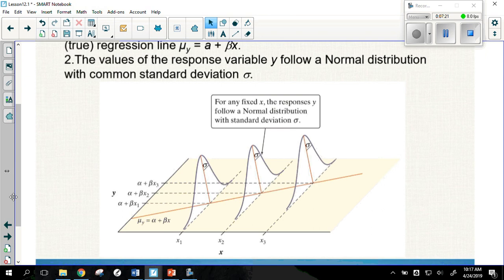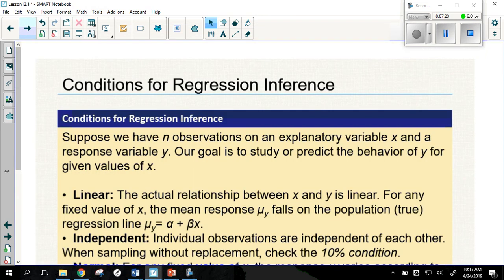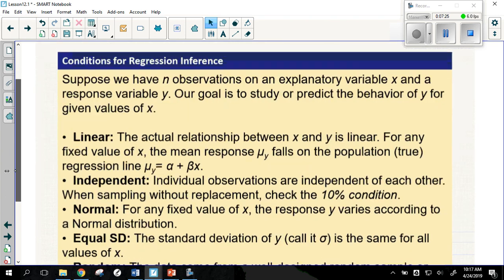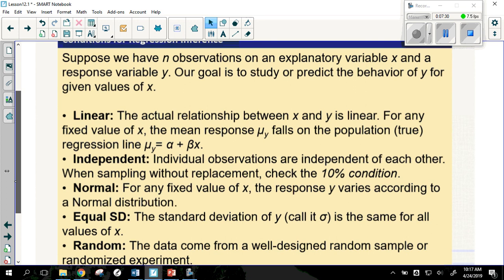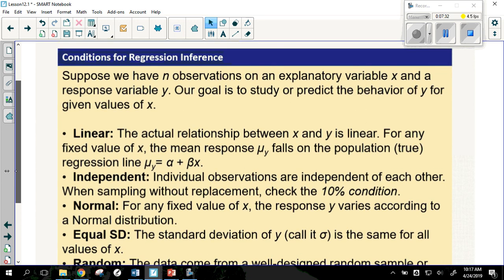And we're going to look at what it looks like for our distribution to be normal. That's what it was. All right, so here we go.